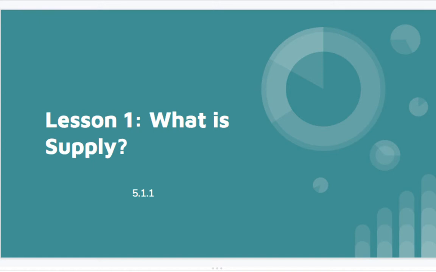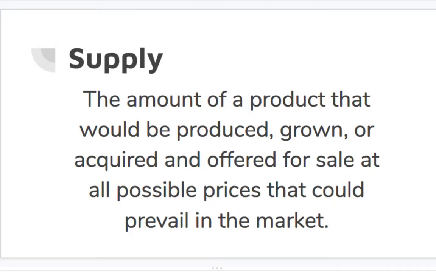Demand is how much buyers want of an item or service, sometimes through other factors that influence the different production. So when we're looking at supply, we're going to say it's the amount of product that will be produced, grown, or acquired and offered for sale at all possible prices that could prevail at market.